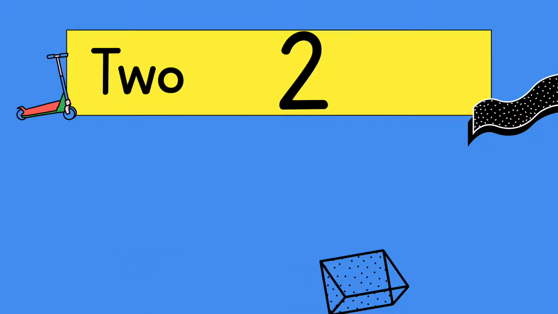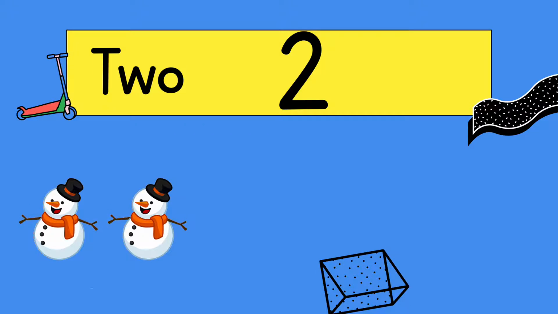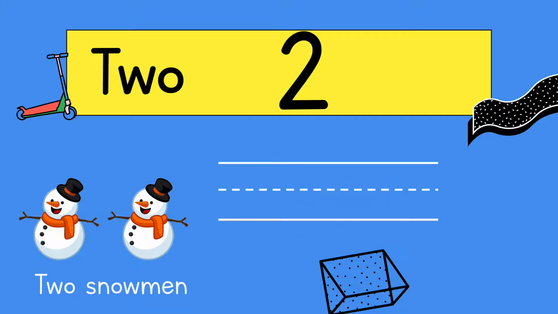This is number 2. 1. 2. 2. Snowman. Write number 2.